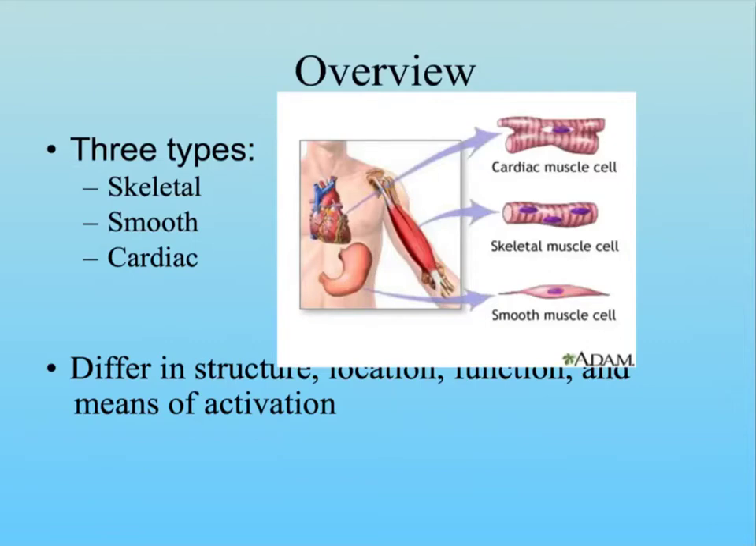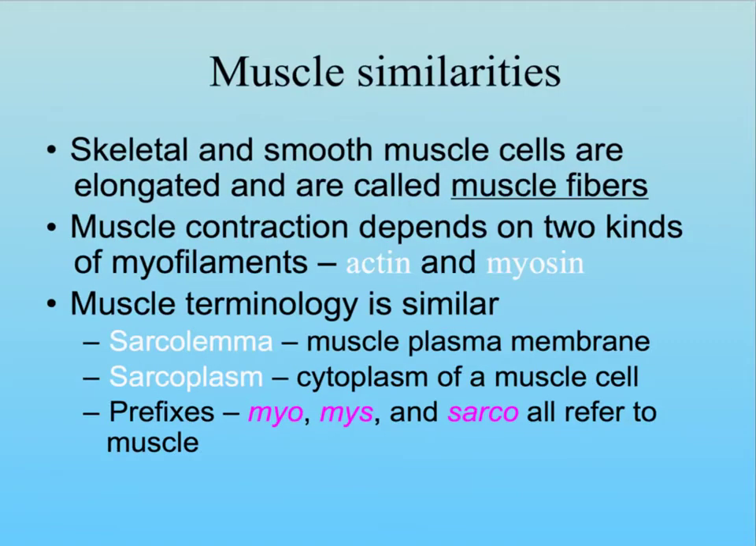Skeletal muscle is obviously on your bones, helps you move. Cardiac is in your heart, and smooth is going to be inside organs. But they're very different. They differ in their structure, and where they are, how they function, and also how they're activated. So skeletal and smooth muscles are elongated, and they have what are called muscle fibers. So their individual muscle cells are really long, like fibers. And muscle contraction depends on the activation of two myofilaments that we call actin and myosin.